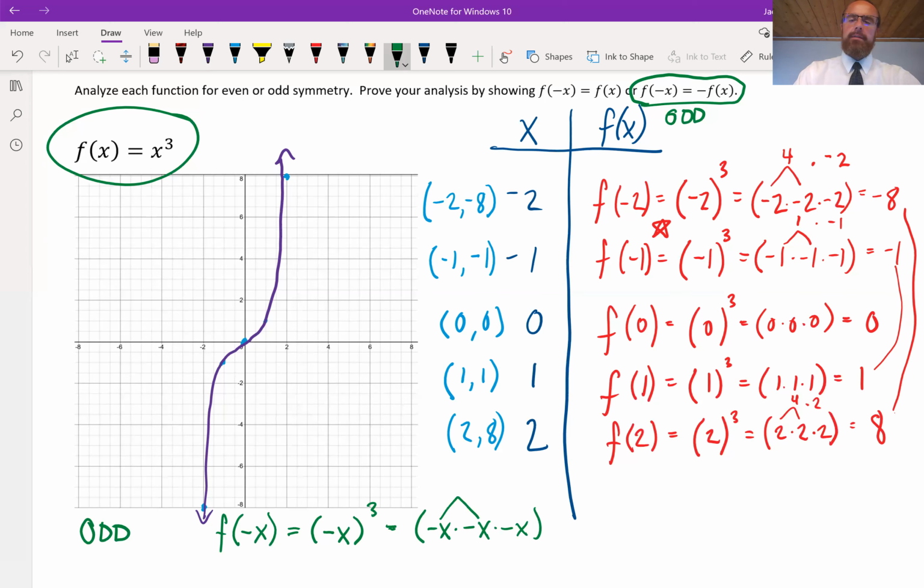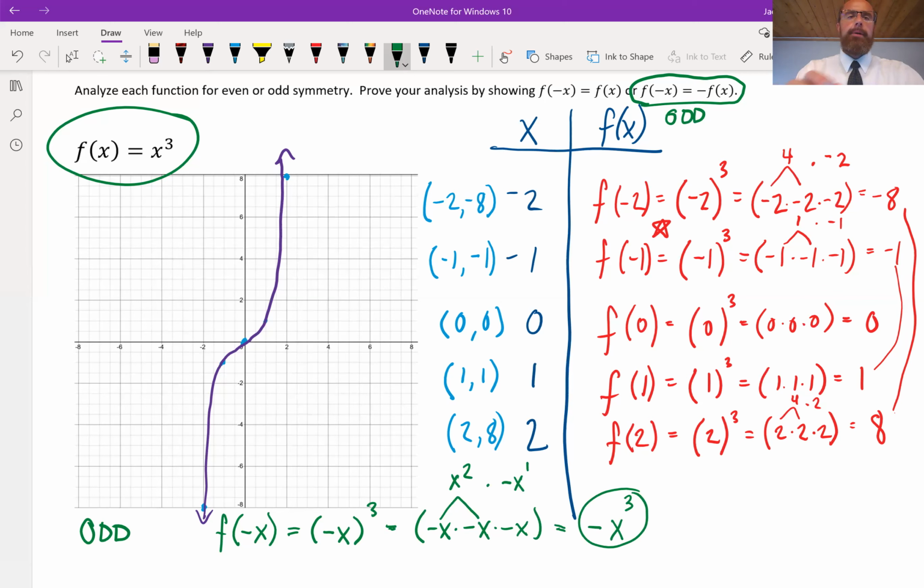And again, I'll pair them so I can see what happens to the sign. -x times -x is positive x squared. Then I have that spare -x to the power of 1. And I put that power there so we can see what to do when we combine our powers. You add those powers together. So positive x squared times negative x to the first, the sign will be negative. And then x to the power of 2 plus 1 is 3.